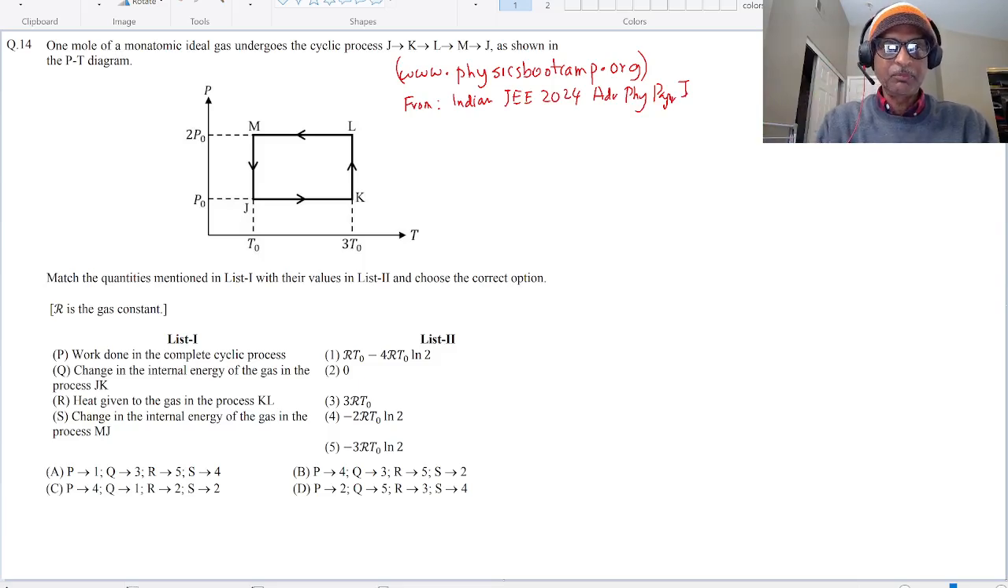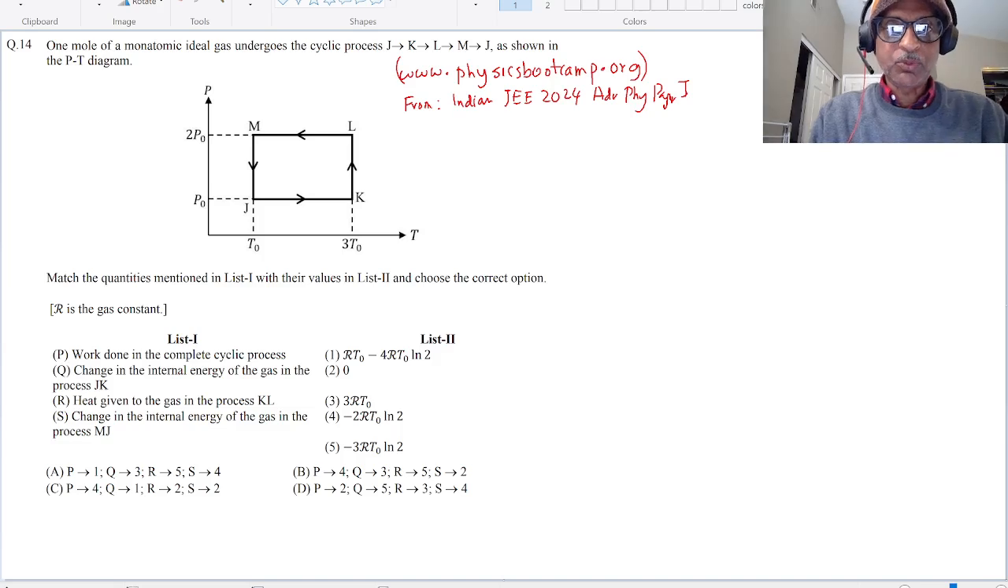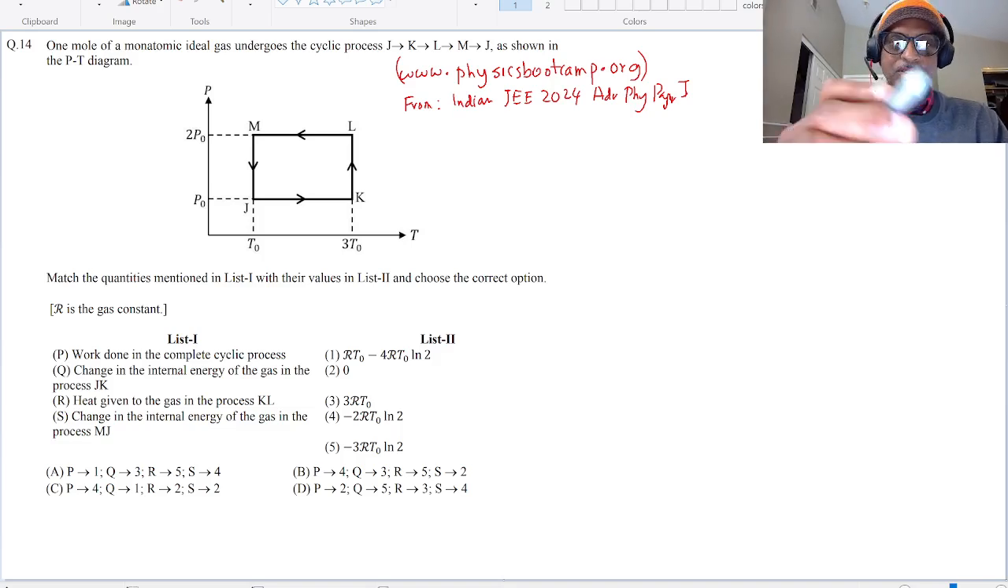So in this problem, which comes to us again from the Indian JEE 2024 Advanced Physics Paper 1, we are doing this, and once we're done with it, we're going to do Paper 2. Now this is a question in thermodynamics, and this is a new section. Question 13. Before this was in the other section.